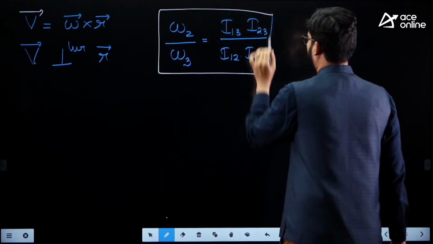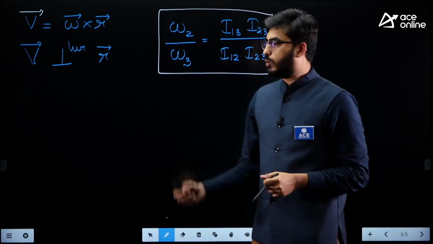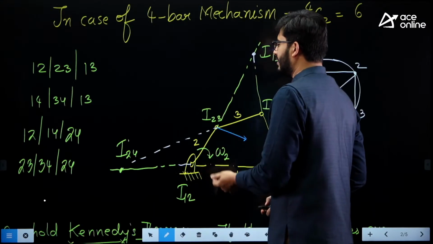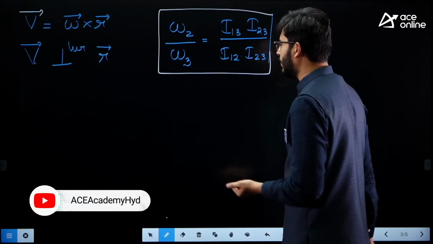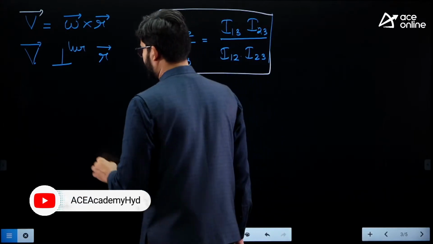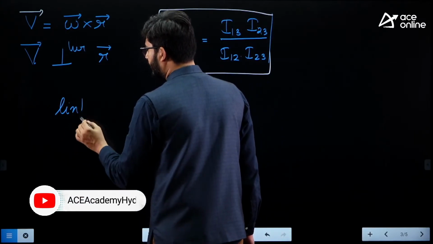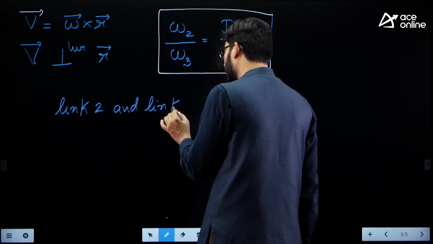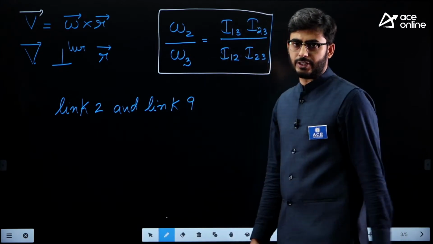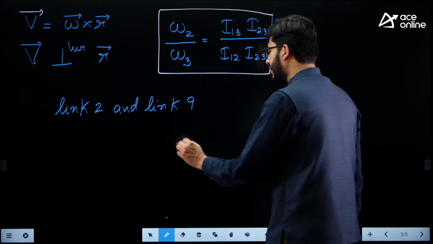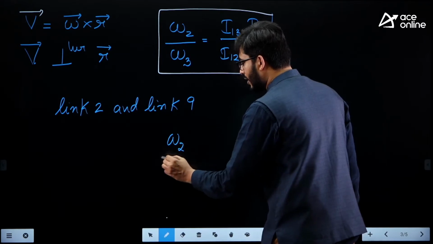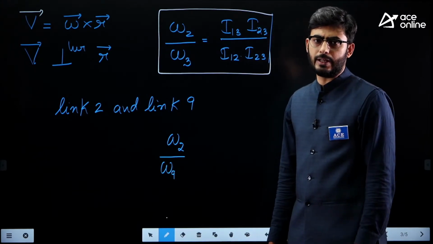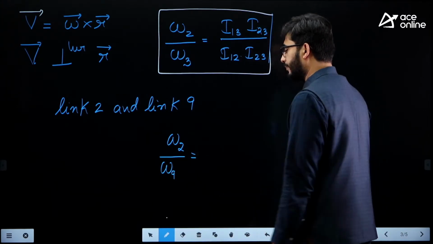Now guys, let us take one more example to write this logic. Let us say this is a 4-bar mechanism given to us, and let us say we are dealing with some 8 or 9 linkages. For link 2 and link 9, if I want to write the expression, then how to write it? Very easy, guys. First write omega 2 divided by omega 9.